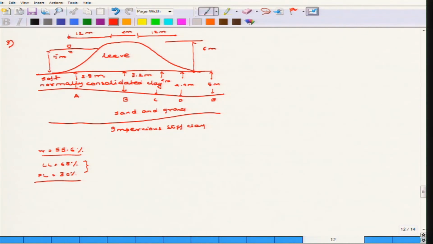First, you have to know how to find out the compression index. The compression index can be found out from 0.009 into (LL minus 10) for this clay layer, which is 0.009 into (68 minus 10). This is equivalent to 0.52. So, this part for consolidation has been known. Now, you can also find out e naught, because e naught is equal to W into Gs, and it is already given that this entire layer is below the water table. So, W is obviously 0.556 and Gs is given as 2.7. This comes out to be 1.5. So, e naught is also found out.